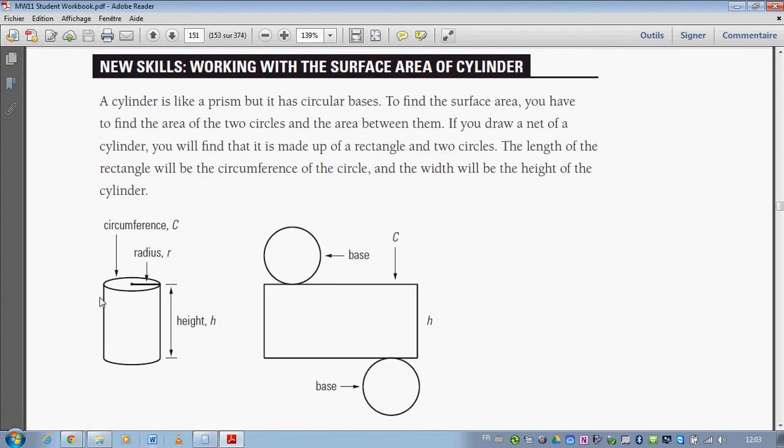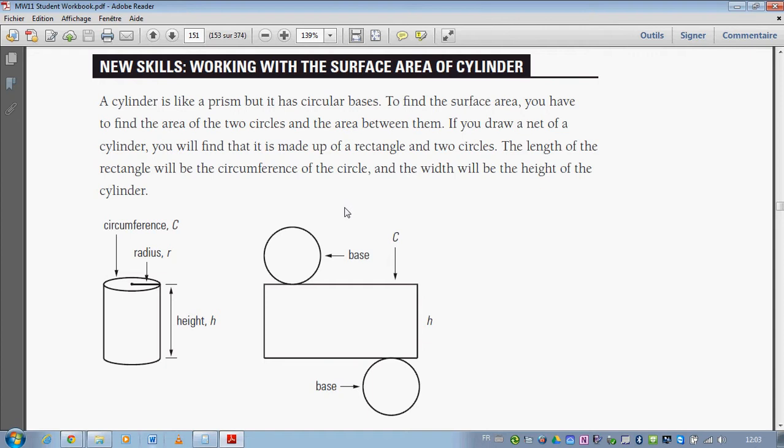If you unfold a cylinder, you'd notice that the lateral area, the part going around the cylinder, is actually a rectangle, where the length of this rectangle is equal to the circumference of the circle. This rectangle wraps itself around each of these circles, meaning the length of this side has to be the circumference of the circle. A reminder that the circumference of a circle is 2 times pi times r, where r is the radius.